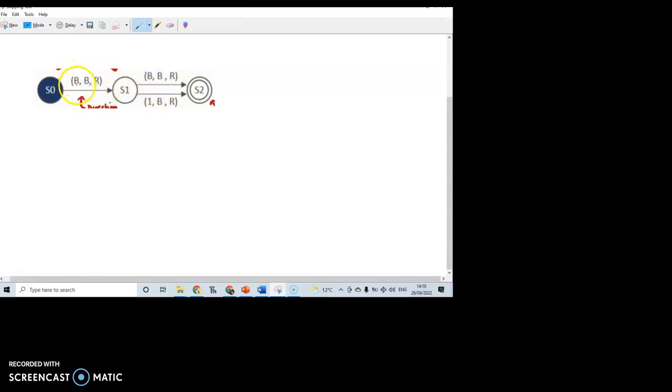But if we read a B on the tape, we're going to write a B, and then we're going to move to the right. If we read a B when we're in state 1, we're going to write a B, and move to the right. If we read a 1 when we're in state 1, we're going to write a B, move to the right on the tape, and we're actually going to transition here to state 2. But more about that in a moment.